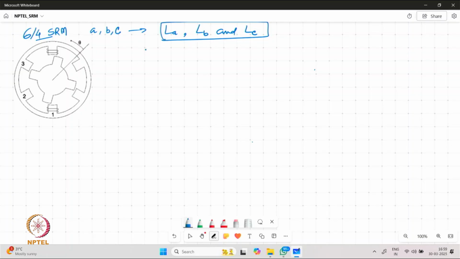Now, what we can find from this picture is that if I draw a line which corresponds to 0 degree, theta equals 0 degree mechanical, in this position the rotor is going to be aligned along phase A, which is marked as 1. So I can write A and A prime.